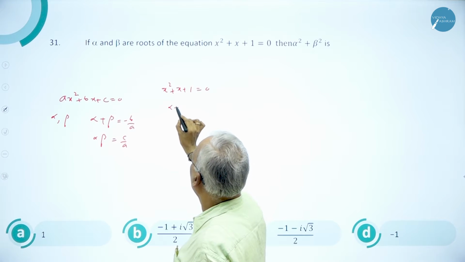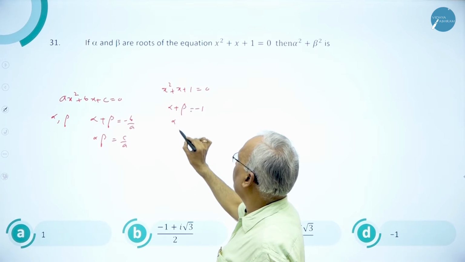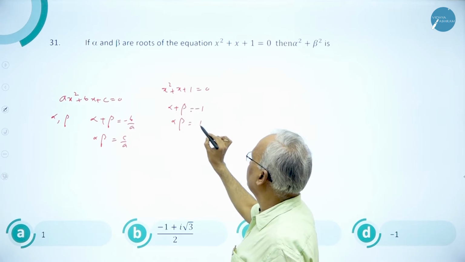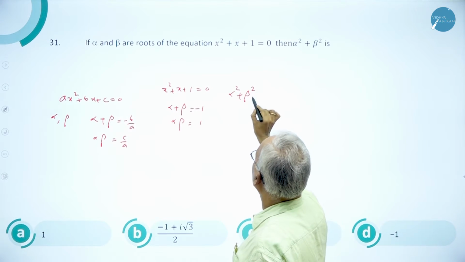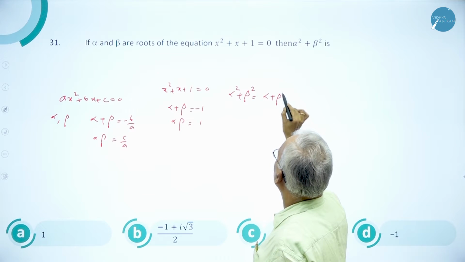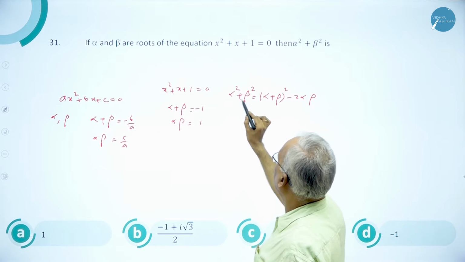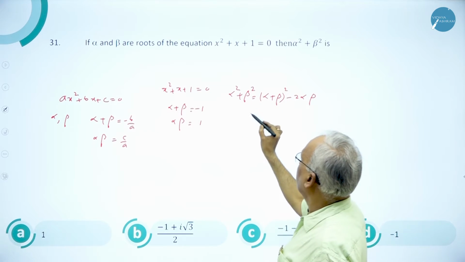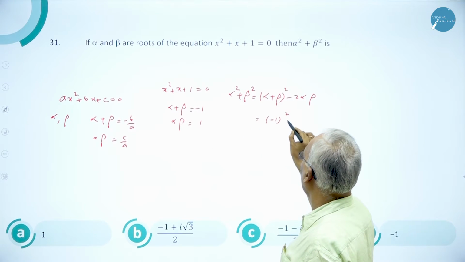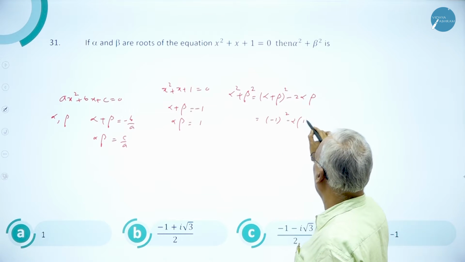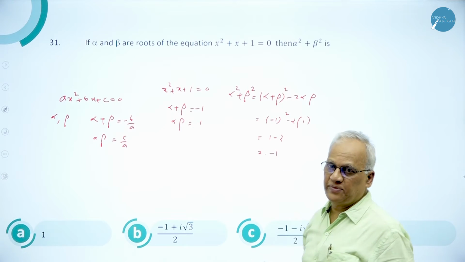So tell me, what is alpha plus beta? It is minus b by a, that is minus 1 by 1. And alpha beta is equal to c by a, that is equal to 1. Now what do you want? Alpha squared plus beta squared, which is equal to alpha plus beta whole squared minus 2 alpha beta. You know, a plus b whole squared minus 2ab is this. So which is equal to alpha plus beta is minus 1 squared, minus 2 into alpha beta is 1, which is equal to 1 minus 2, that is equal to minus 1. Minus 1 is the answer.